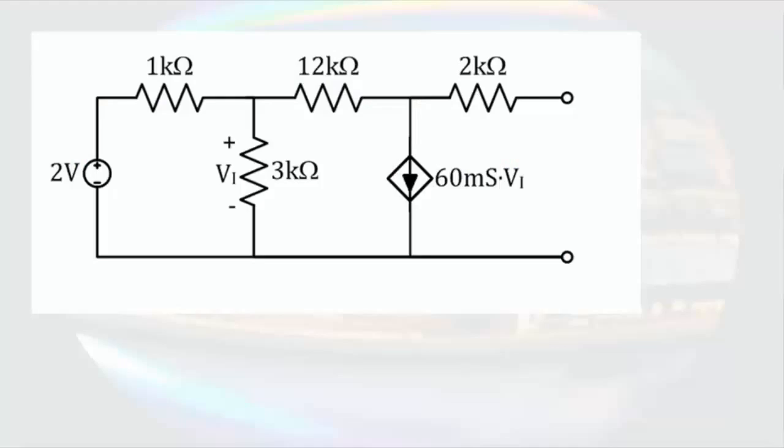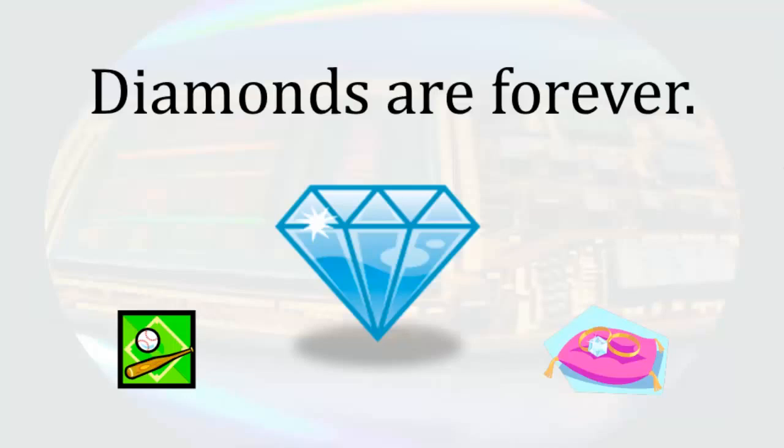There is one catch. If we're using a ratio of the voltage to current to determine the resistance of a circuit, that circuit cannot be supplying any voltage or current of its own. That would mess up our measurements. So, to determine the resistance of a circuit, we have to start by turning off any independent sources. Remember that diamonds are forever, so we cannot turn off the dependent source.